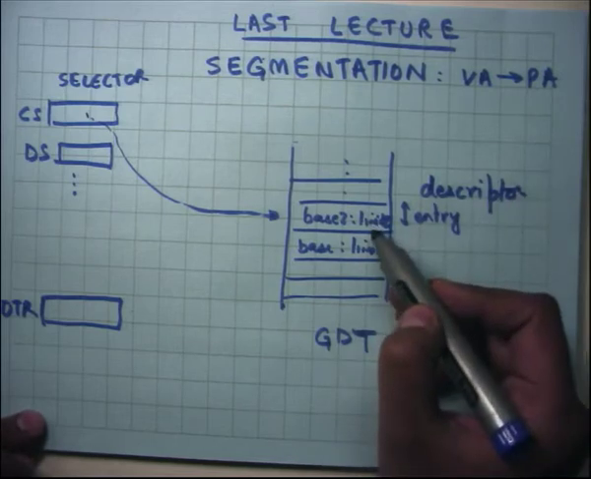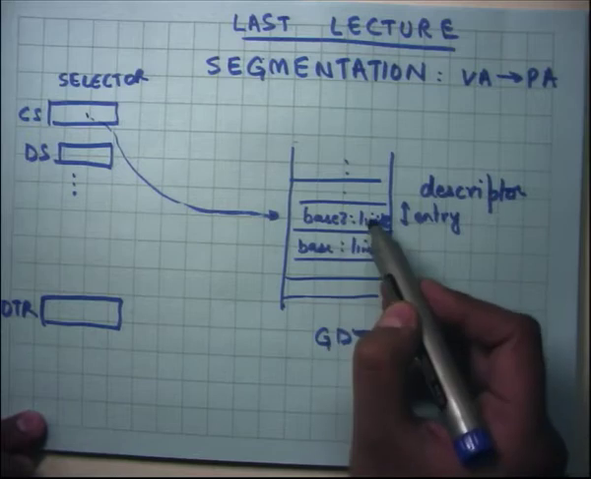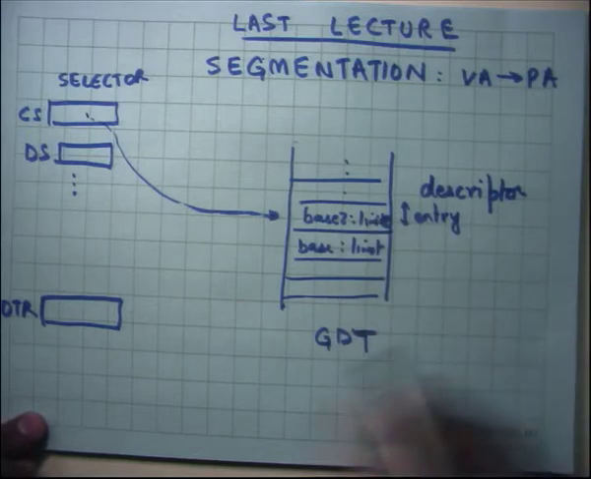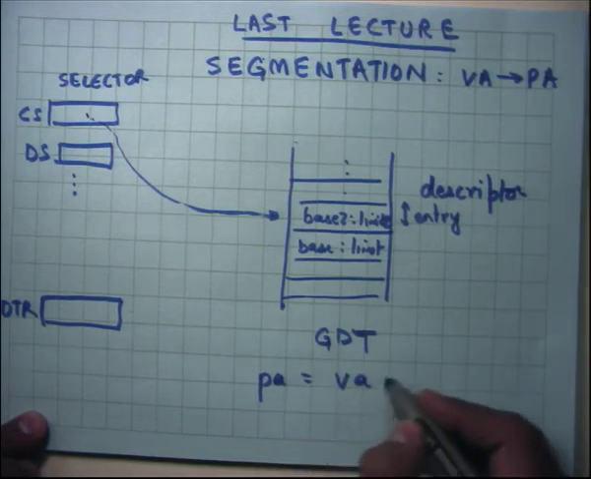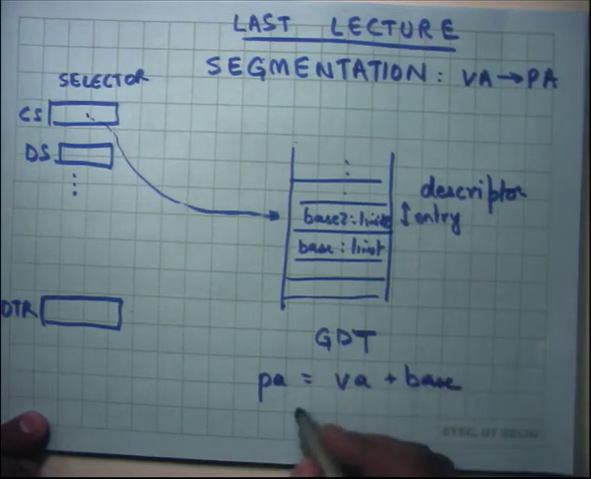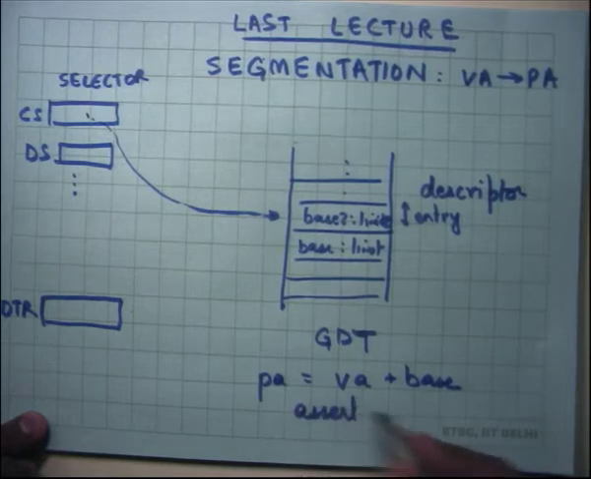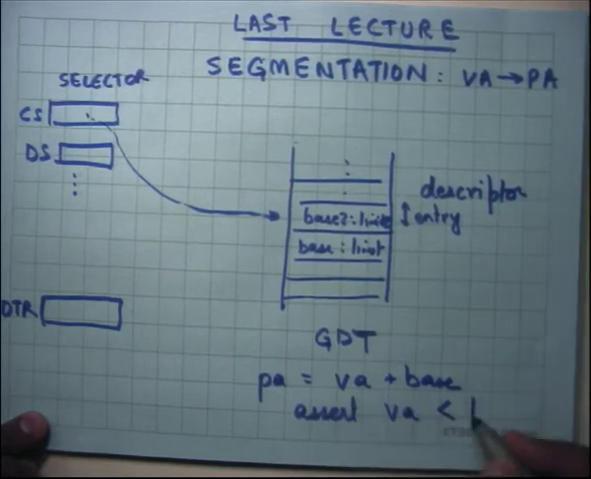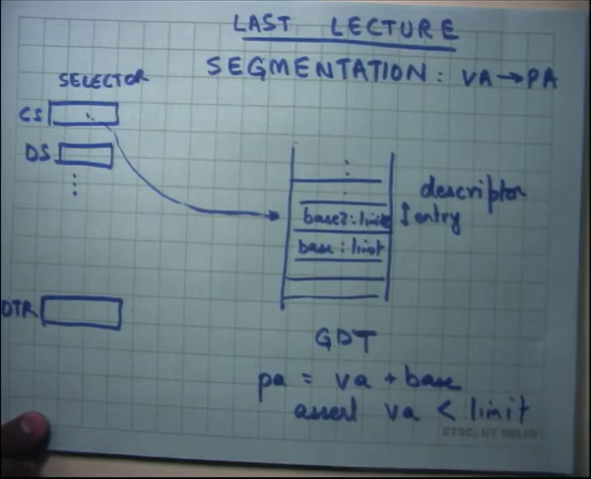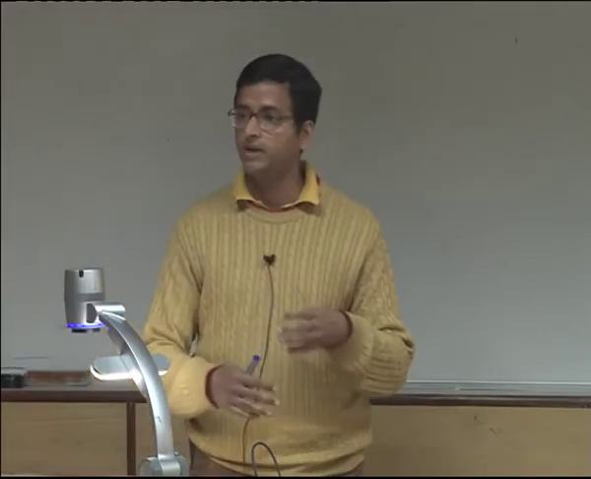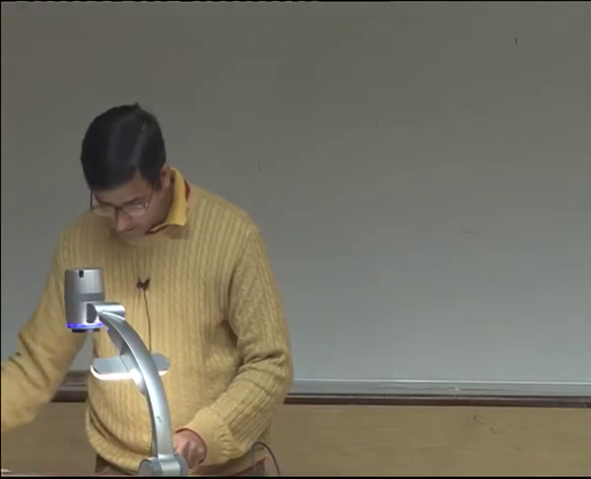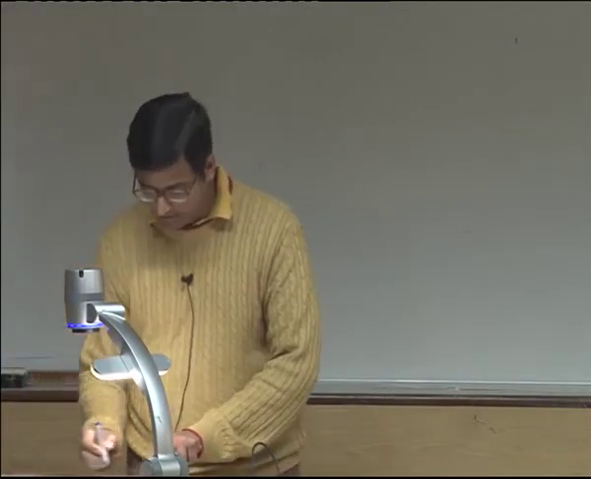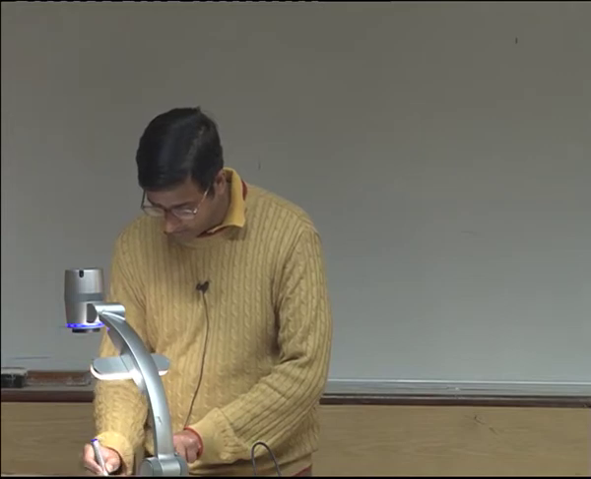What the segment descriptor holds are values like base and limit, right. And what the hardware is going to do is compute PA as VA plus base, and it's also going to check that VA should be less than limit. Okay. So the hardware is doing this at runtime on each and every instruction. All right. So if we just look at what it's actually implementing.